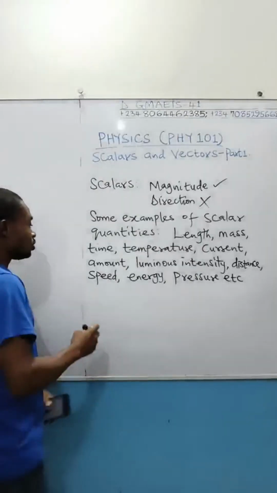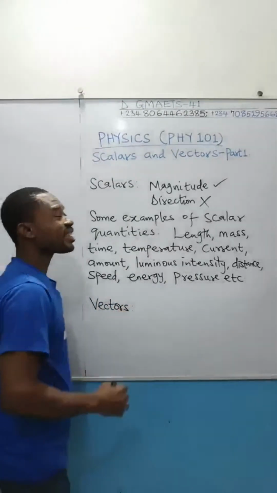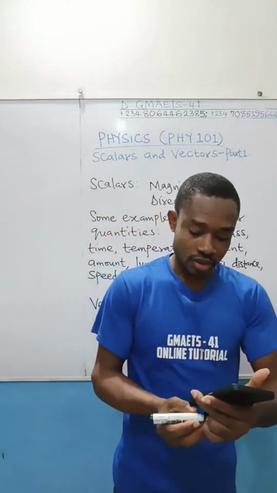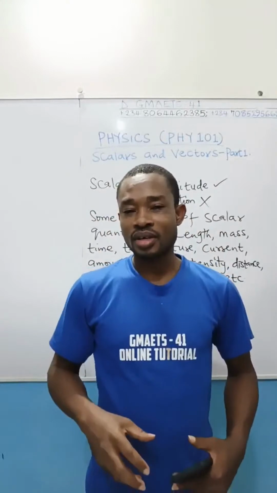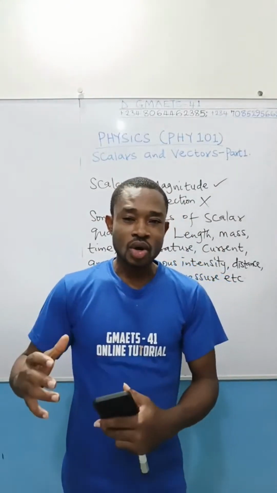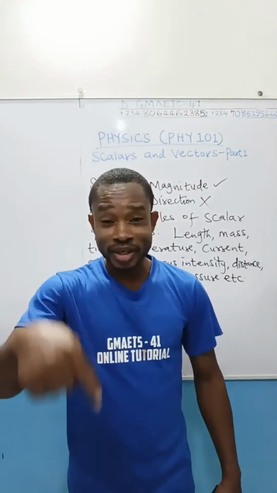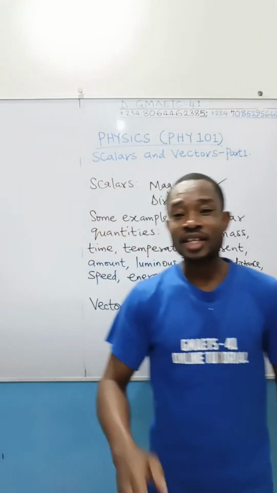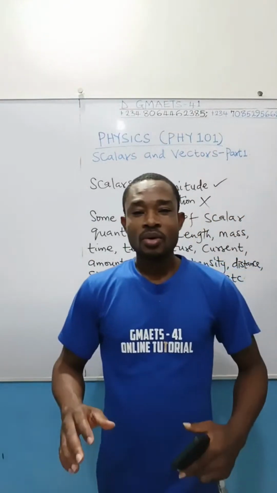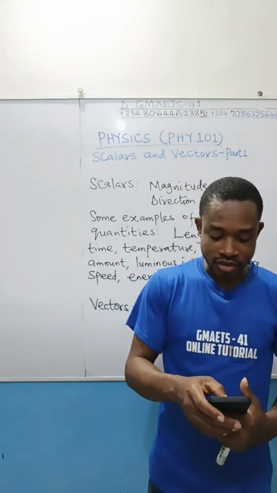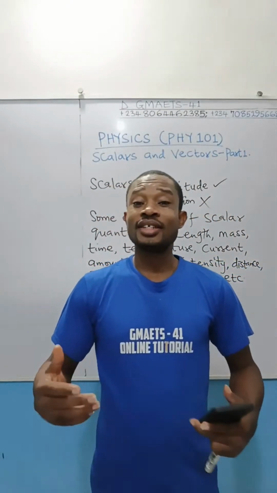Now let us move on to vectors. As a matter of fact, when you talk about scalar quantities and vector quantities, much of this topic is based on vectors. So once again, I want to say welcome to the class as we now look at the main part of this topic, vectors. What are quantities known as vectors? Quantities that are called vector quantities, what are they?